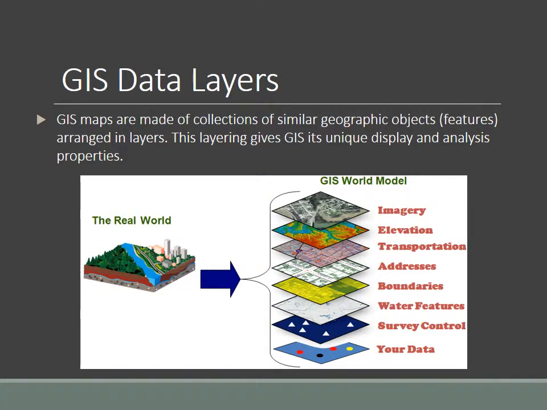Look at the real world. We see that there are many different layer options. When we represent the real world in a GIS model, we're able to visualize these different feature groups as single layers, looking at addresses or water features by themselves, or as a whole, addresses in relation to elevation, roads, water features, and/or parcel boundaries.